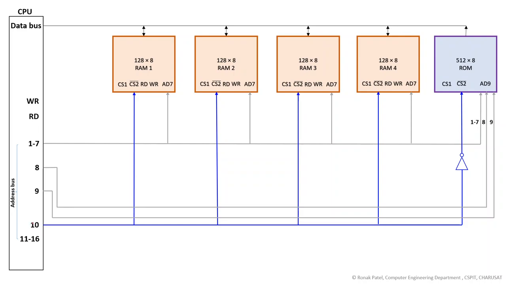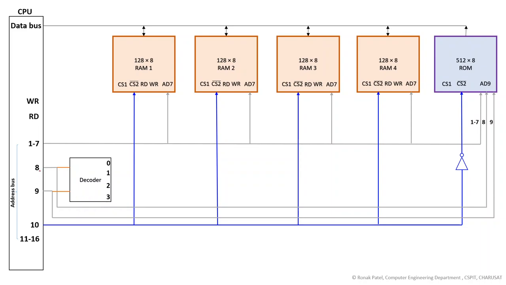When this 10th bit is 0, your RAM will be selected, because here you will get 0, so this will be enabled, right? Of course you require CS1 as well, but right now the 10th bit gives the selection between RAM and ROM. If your 10th bit is 1, then here you will get 1, and the RAM will be disabled whatever the value in CS1. The 1 will be inverted, and you will get 0 at the ROM, so based on CS1 this chip will be enabled, right? So this 10th bit in this configuration is used to select between RAM and ROM.